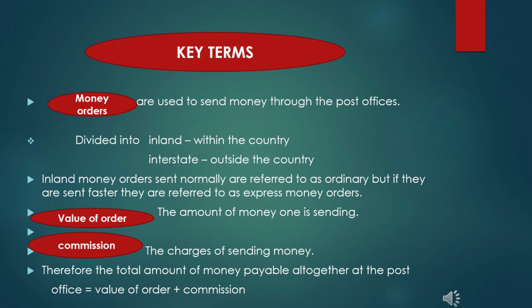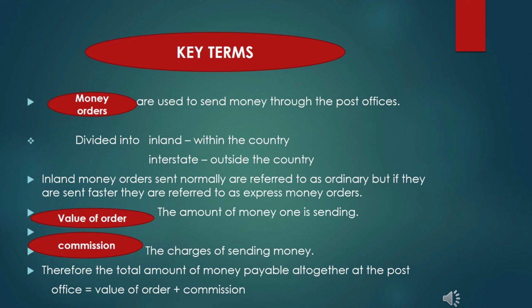And then commission is the charges. So nothing is for free. You must pay some charges. For example, if you're using M-Pesa and you're sending 20,000, your money will be deducted. That is sending and some withdrawal charges. So you'll find that you're paying 20,000 and maybe 200 shillings for sending the money.